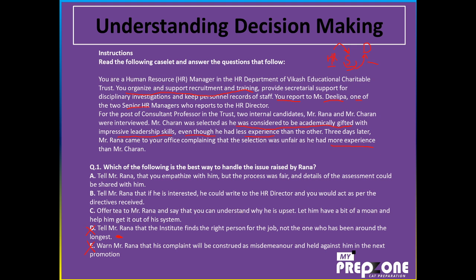Offer tea to Mr. Rana and say that you can understand why he is upset. Now, so far it is okay. Of course, somebody has come and then you are welcoming this guy. Let us read a bit more. Let him have a bit of a moan and help him get it out of the system. The moment you say this thing, that, hey, Mr. Rana, come on, let's abuse the system so that you get it out of your system. No, no, Mr. Rana, you were so right. It was not in my hands, etc. But you will have to work this way. Absolutely not. When you are part of the entire process and you know that the process had been fair, you will have to stick to that. You will not do anything which will directly or indirectly prove to Mr. Rana that the things that happened with him were not fair.